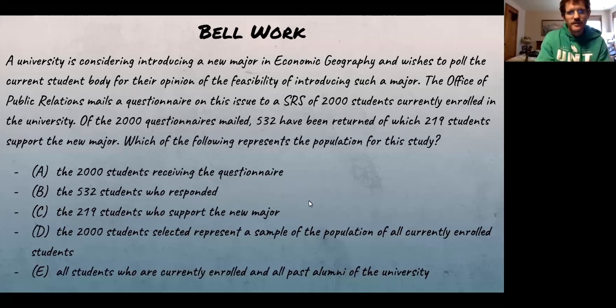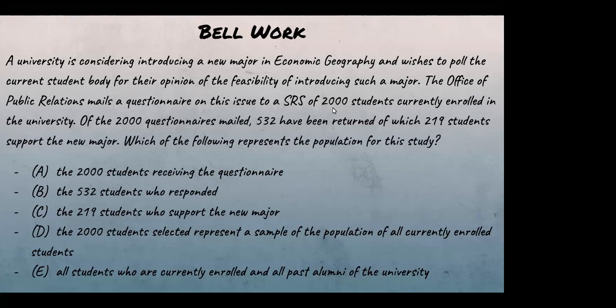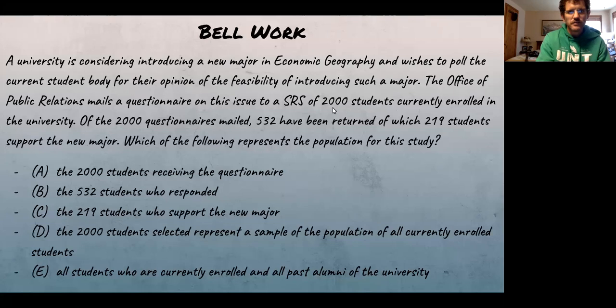Okay, so for this particular problem, we've got, of course, potentially a new major being offered. 2,000 students were included in a simple random sample, and 532 were returned. Of those, 219 supporting the new major. Lots of information in here, but the question is actually very basic. Which of the following represents the population for this study?